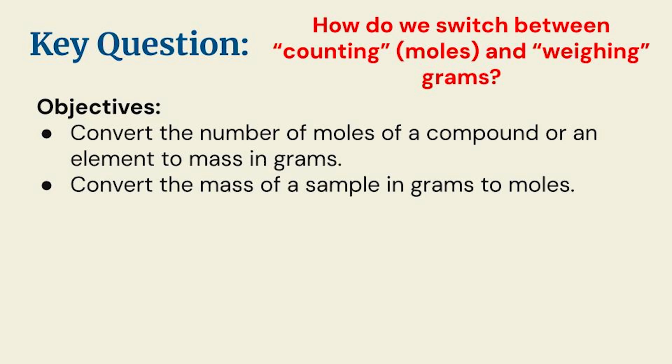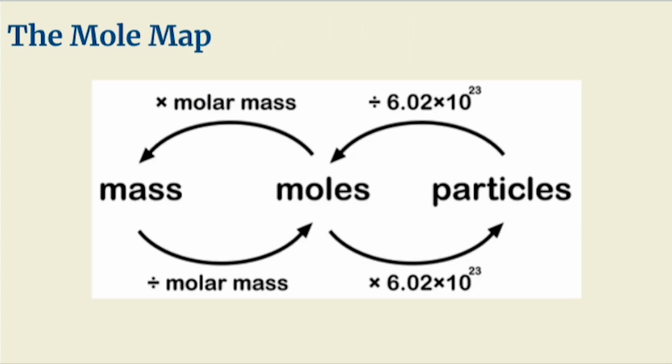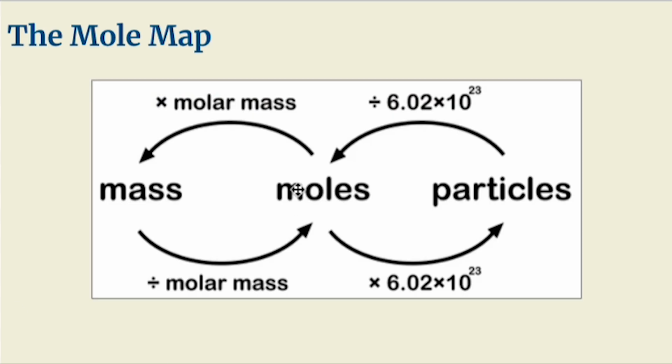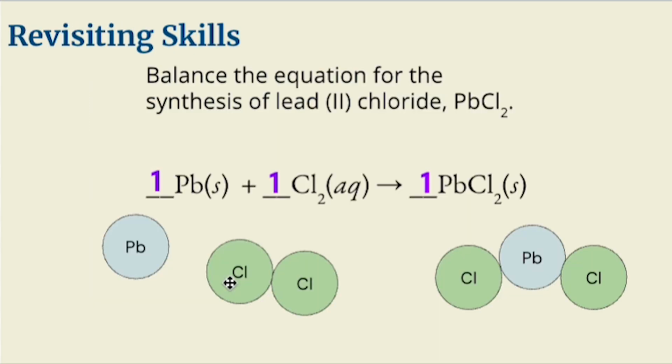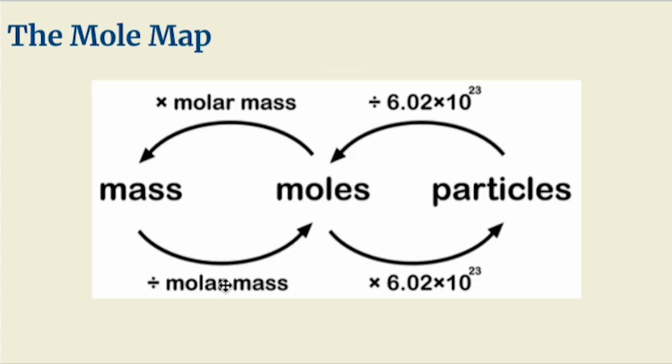Okay, and we're back to our mole map. To go from moles to grams, so from moles to mass, we're going to multiply by the molar mass. And from mass to moles, we're going to divide by the molar mass. So in your guided notes, label your mole map exactly as you see it. Make sure that you have that written down.